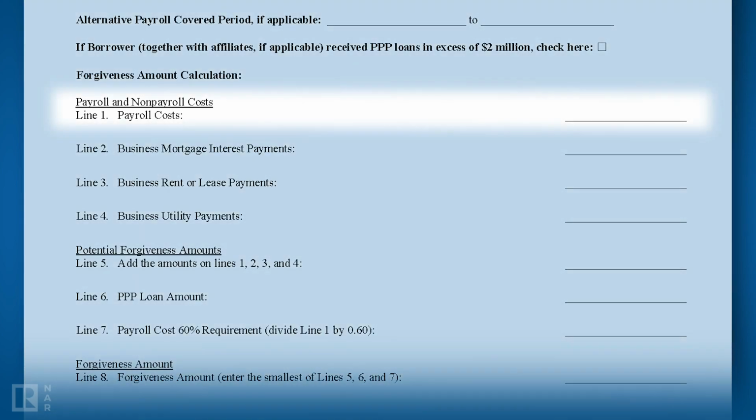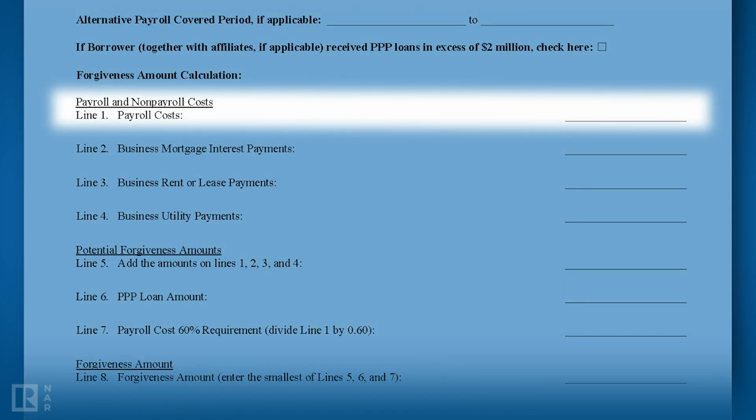Line 1, payroll costs. The borrower should add up the payroll costs incurred or paid during the covered period or alternative covered period, including cash compensation, employee benefits, and state and local employee taxes paid by the borrower and assessed on employee compensation, such as state unemployment insurance tax.